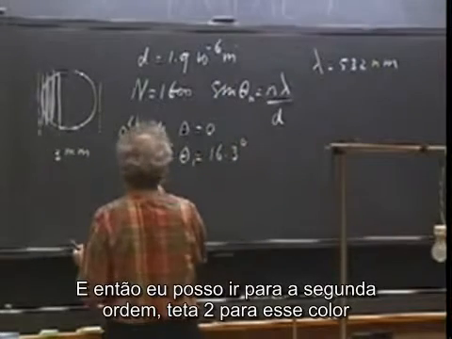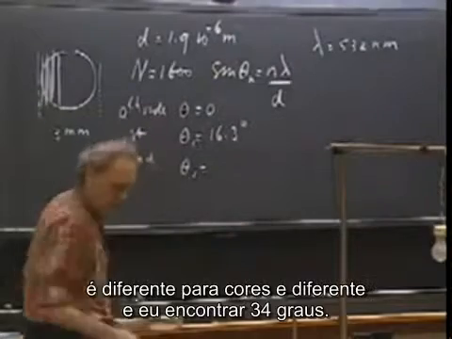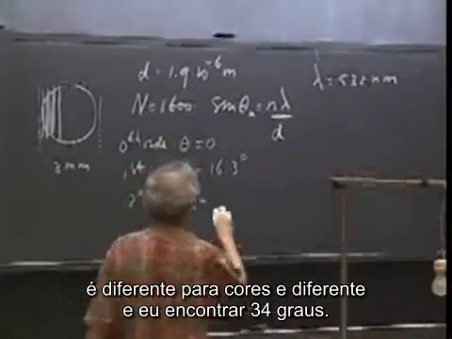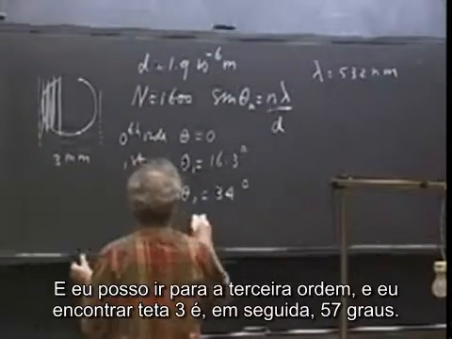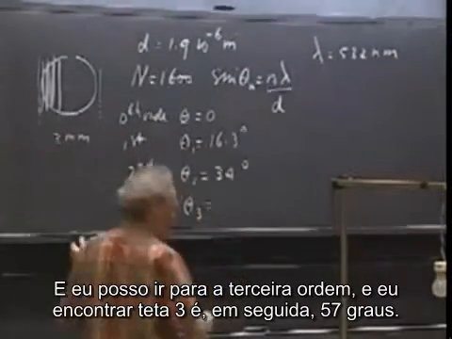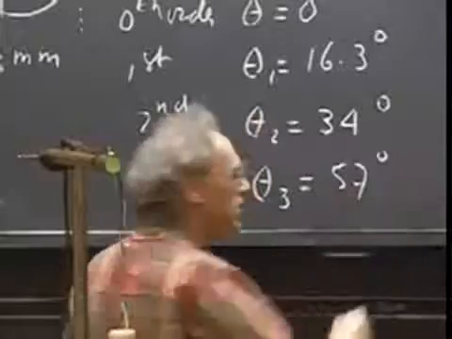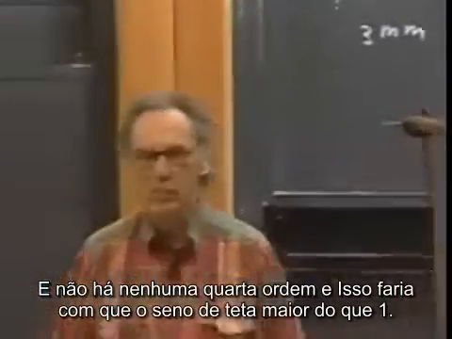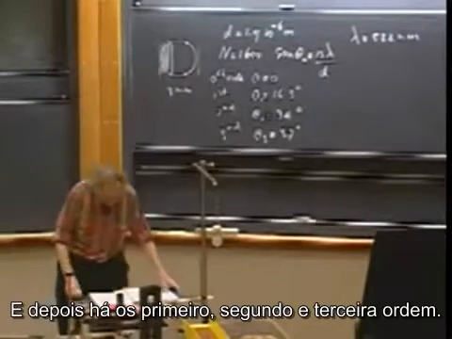And then I can go to the second order, theta 2, for that color. It's different for different colors. And I find 34 degrees. And I can go to the third order, and I find theta 3 is then 57 degrees. And there is no fourth order. That would make the sine of theta larger than 1. So there are only 0 order, and then there are first, second, and third order.